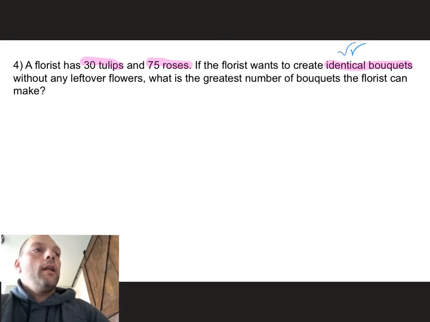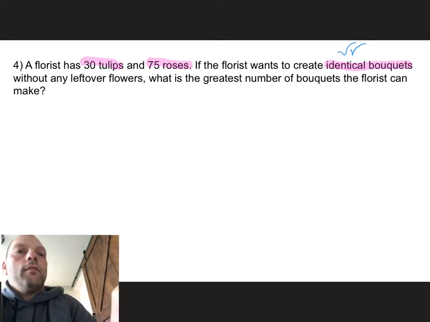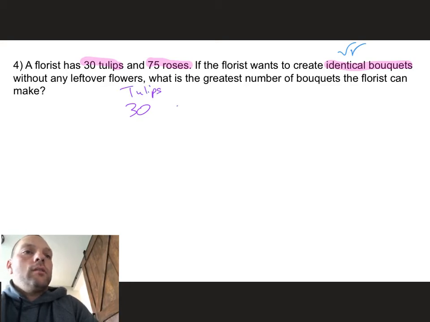All right, I have now read it twice. And so just some of my important information: I have the 30 tulips and the 75 roses. So I'm just labeling that.